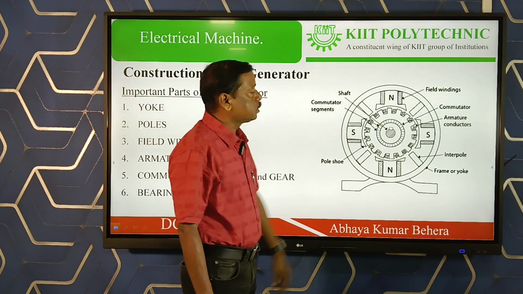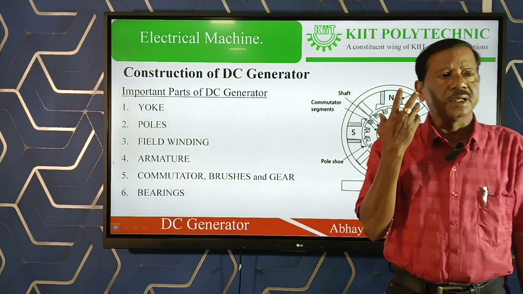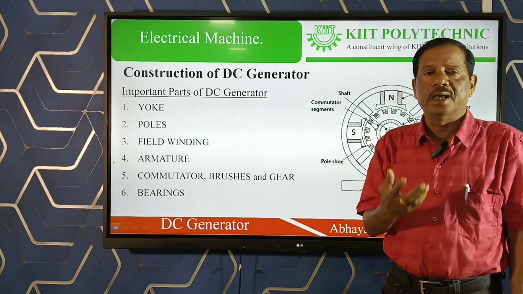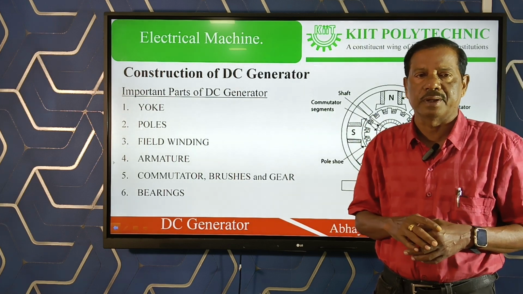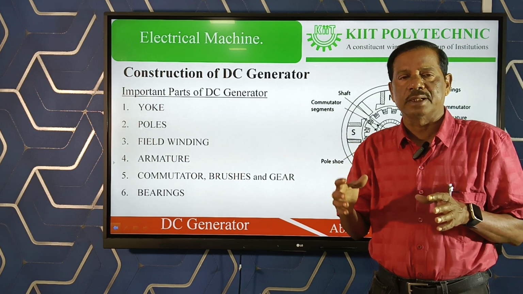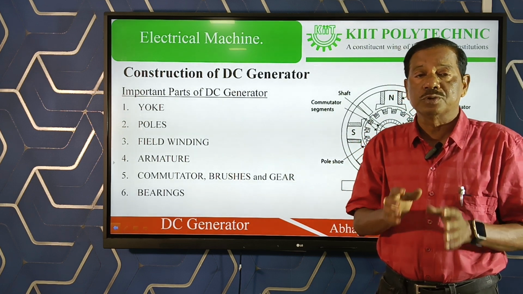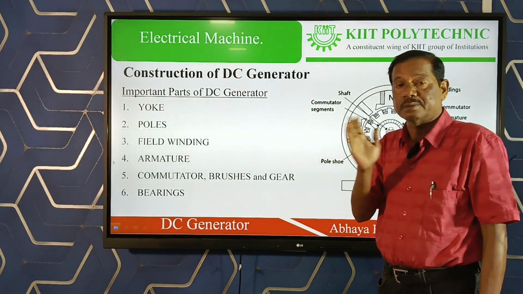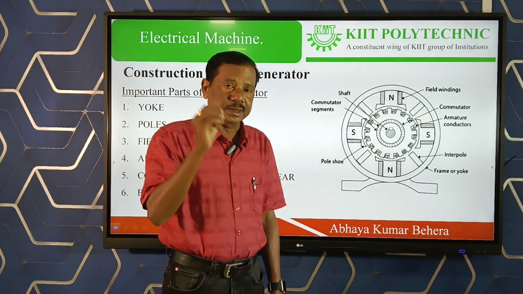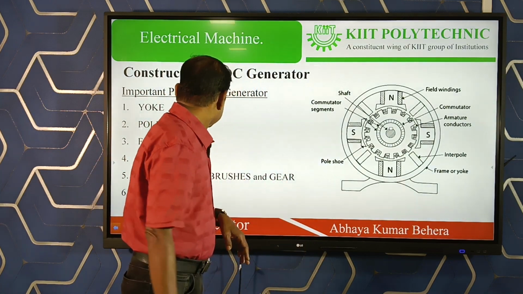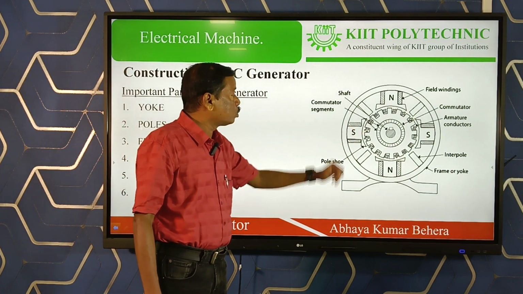The main reason for the magnetic poles is that they provide the magnetic field. As I said, the machine is divided into a stationary part and a rotating part. In between them there is a gap, and in that gap air is present. In the stationary part we have yoke, poles, and pole shoes.